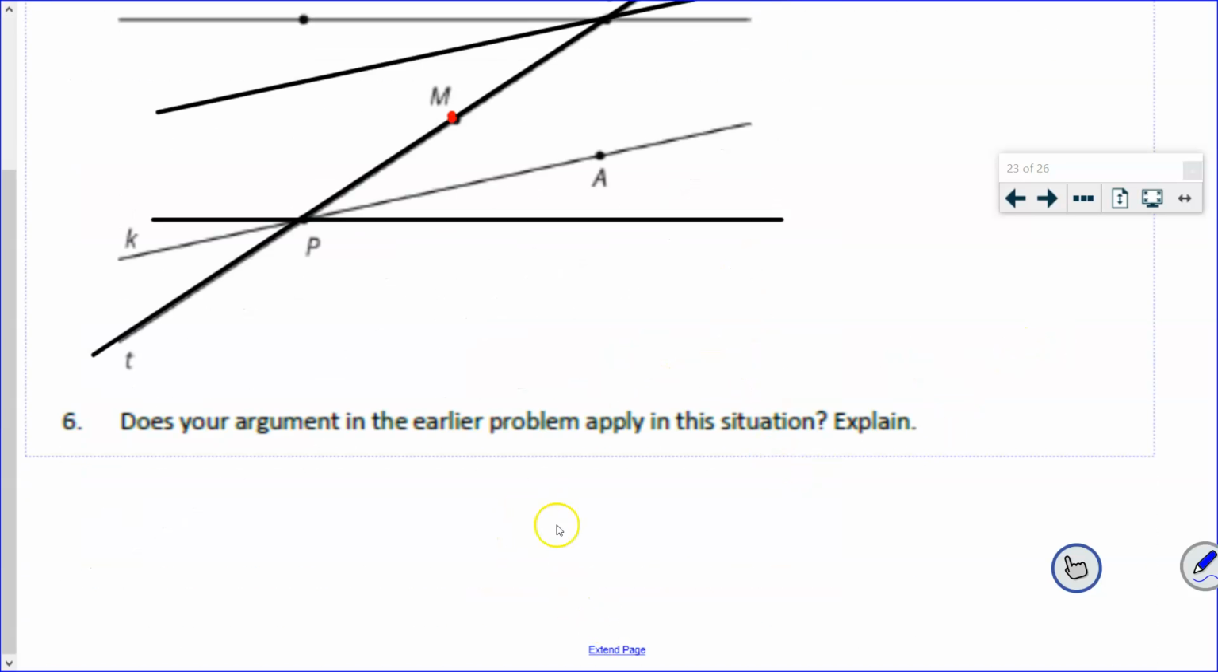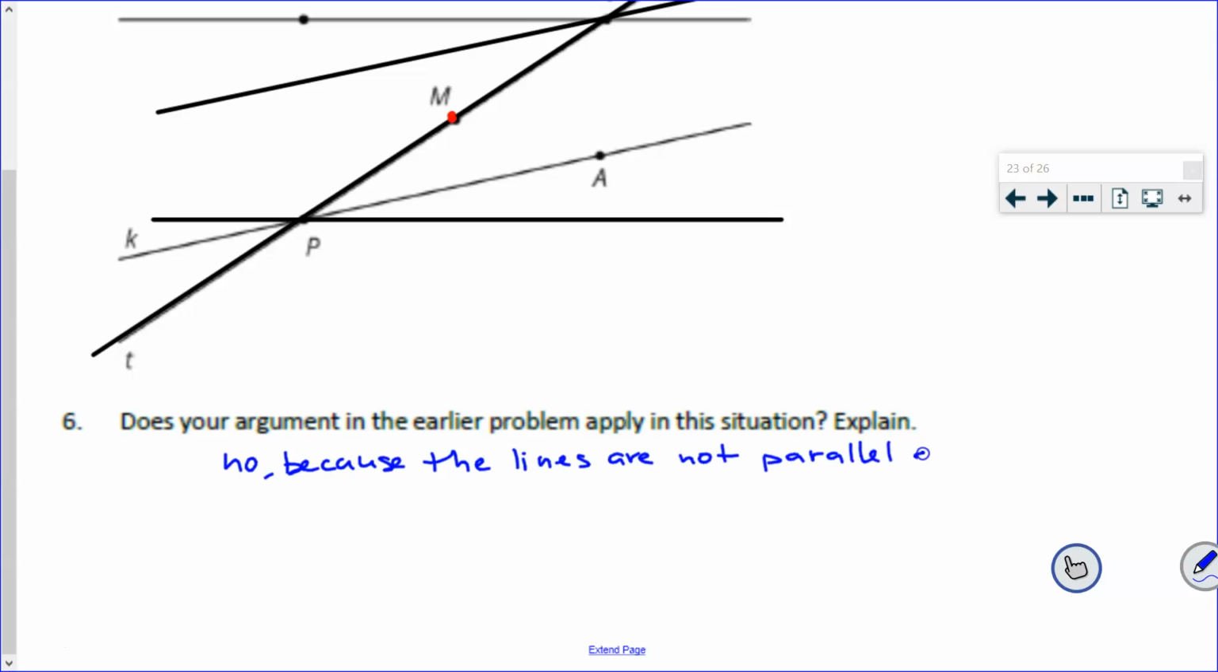And so we're going to write our answer down here. Does your argument in the earlier problem apply to this situation? No, because the lines aren't parallel, so I can't rotate it 180 degrees and have it land on itself.